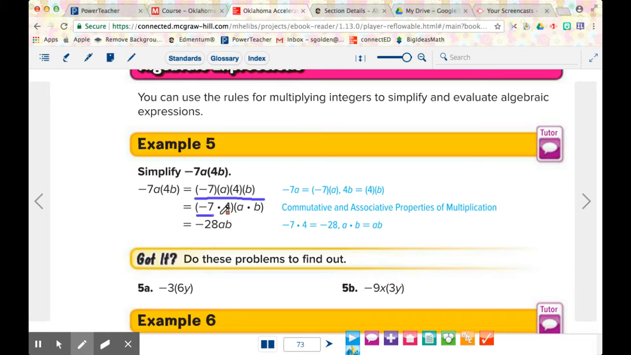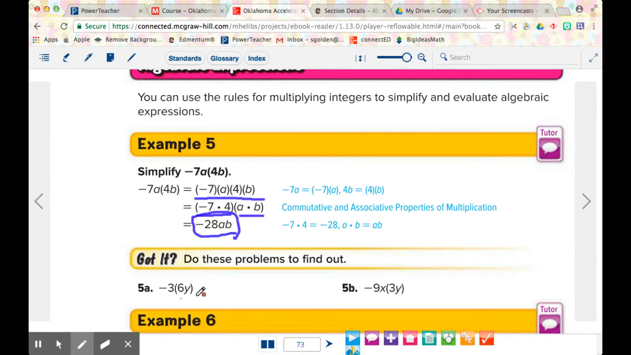So we have negative 7 times 4 times a times b. So negative 7 times 4 is negative 28. And then we still have times a times b. Whenever you have letters, you can just put them side by side, and that means they're being multiplied. Now, we don't know what a or b are, so that is as far as we can go. That is simplified: negative 28ab.